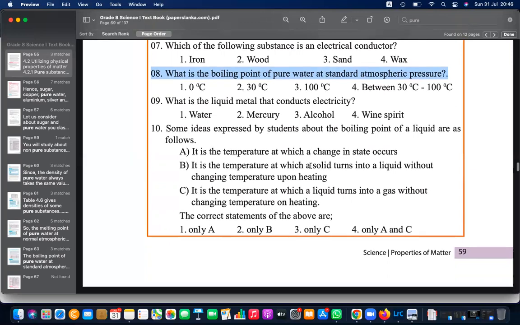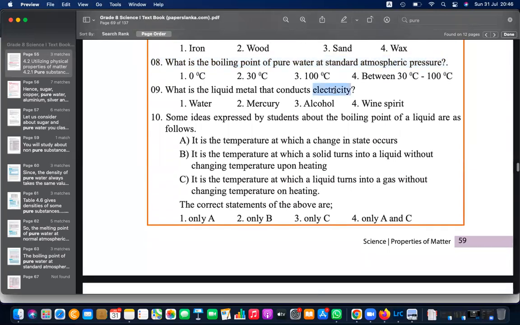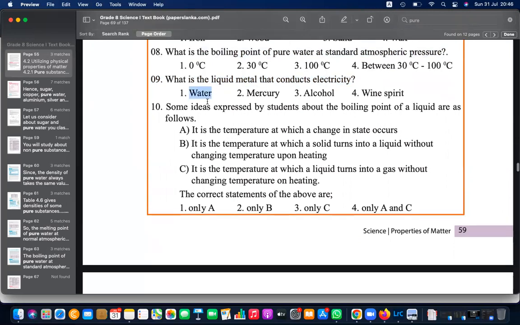What is the liquid metal that conducts electricity? Water? Yes, a liquid metal. So they're asking for a liquid metal. Mercury. Not just liquid, yeah, mercury. Mercury is a liquid metal.